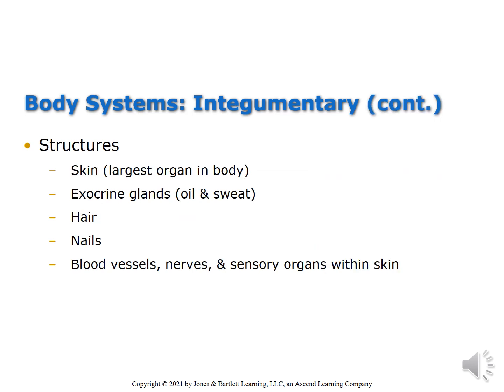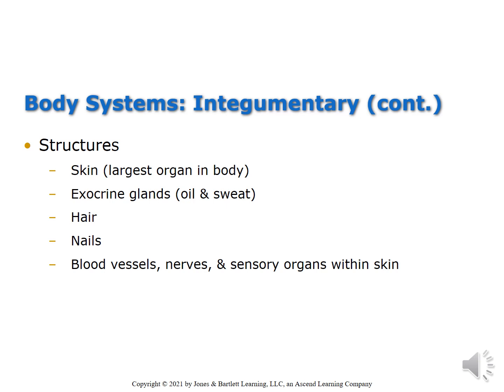As I said before, it includes more than just the skin, which is considered the largest organ in the body, but it also includes the exocrine glands, which are oil and sweat glands. The sweat glands help maintain body temperature. The oil glands help maintain the structure and the integrity of the skin. It also includes the hair, which is very important for heat conservation.